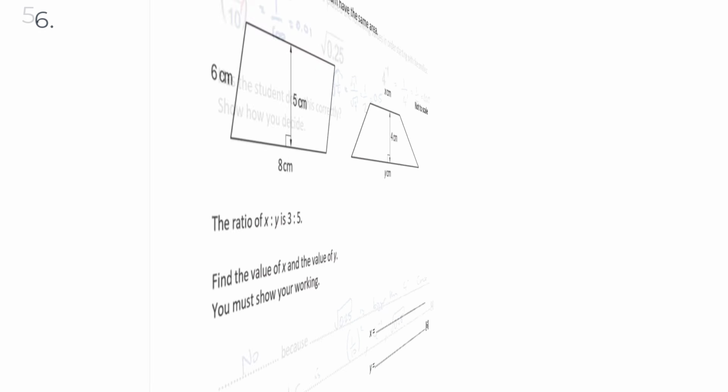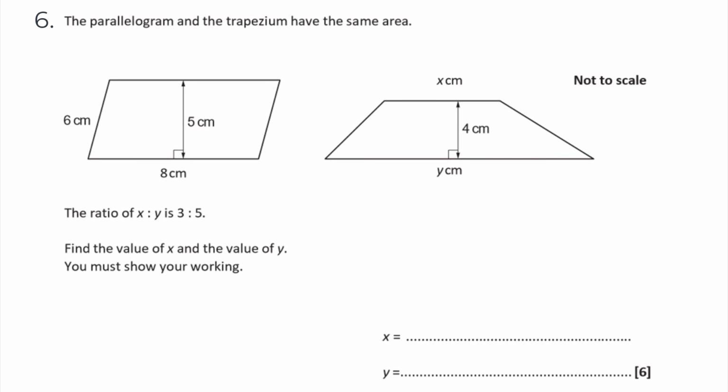Okay. Question 10. The parallelogram and the trapezium have the same area. The ratio x to y is 3 to 5. Find the value of x and the value of y. You must show your working. Okay. So we've got a parallelogram. We've got all the dimensions for it. We've got a trapezium where we've only got one of the dimensions for it. But I guess we can work out what those dimensions are by using the fact that they have the same area. So I'm going to find the area of the parallelogram first, and then I can equate the trapezium with it, and then hopefully I can then work out what x and y are.